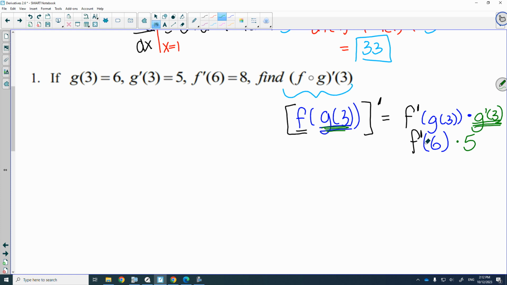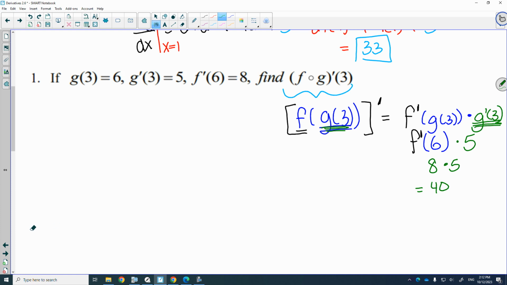Then f prime at 6 is up here. F prime of 6 is 8 times 5, and our answer is 40. Okay.